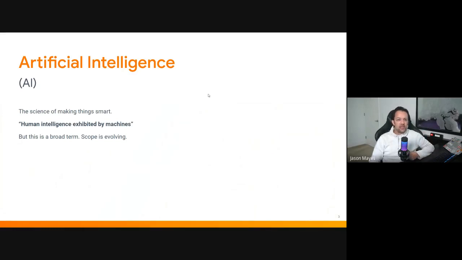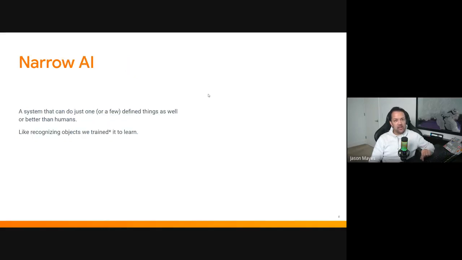Now, artificial intelligence, or AI for short, is essentially the science of making things smart, or more formally, human intelligence exhibited by machines. But this is actually a very broad term, and right now we're in a place where we do narrow AI. And essentially all that means is that we can do one or a few things as well or better than our human counterparts. So for example, object recognition.